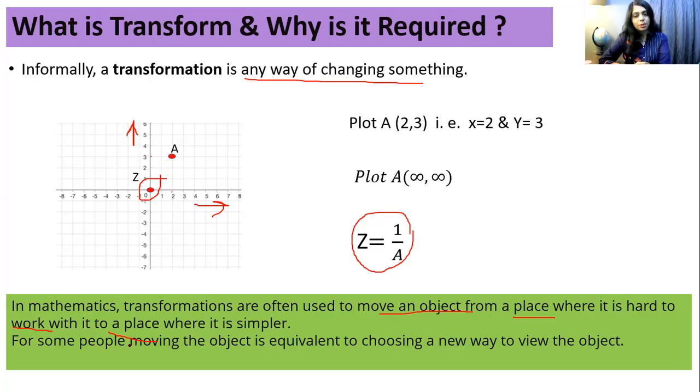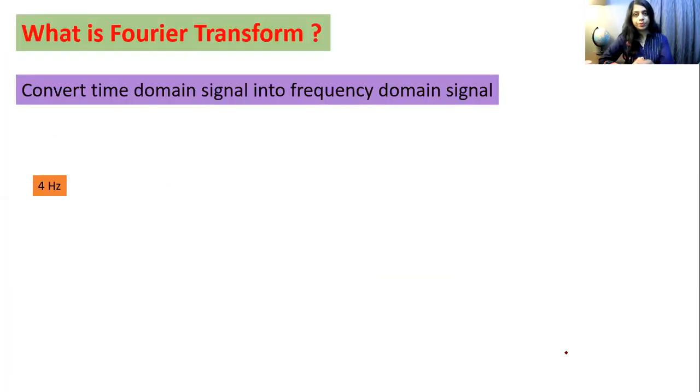So for some people, moving the object is equivalent to choosing a new way to view the object. We are not changing the object. We are not changing the value of the object. We are just changing the view of the object. Okay, so understand, transformation is just a way of changing something wherein we don't change the value of the original object.